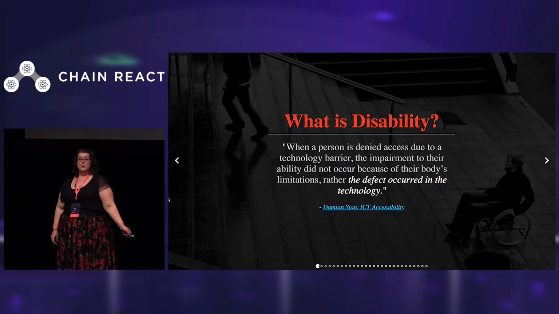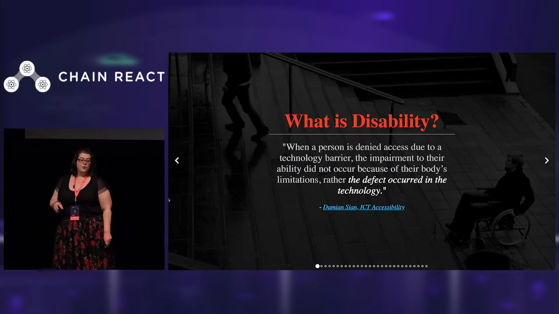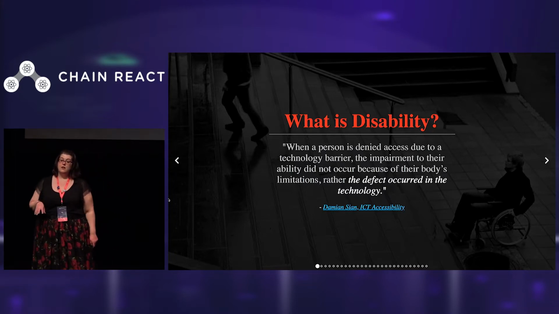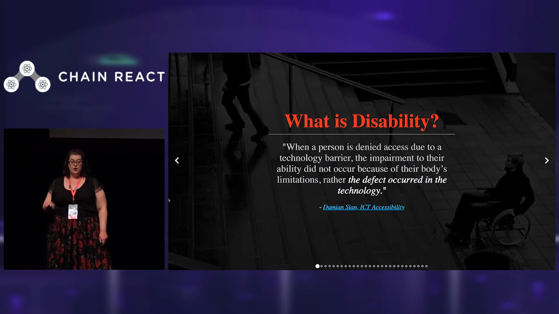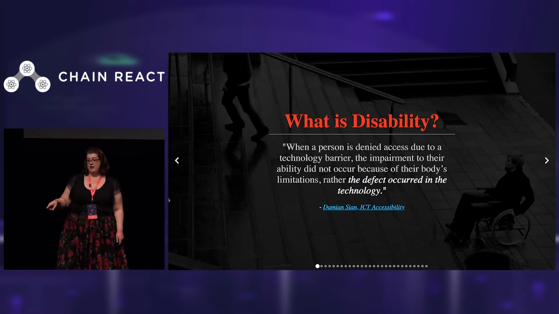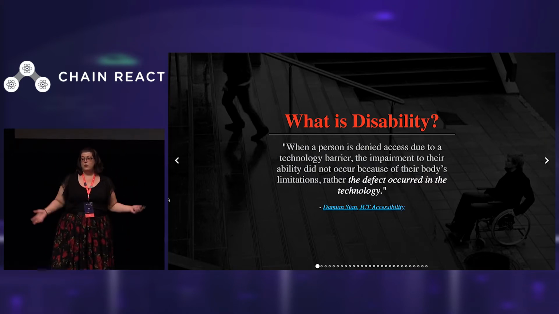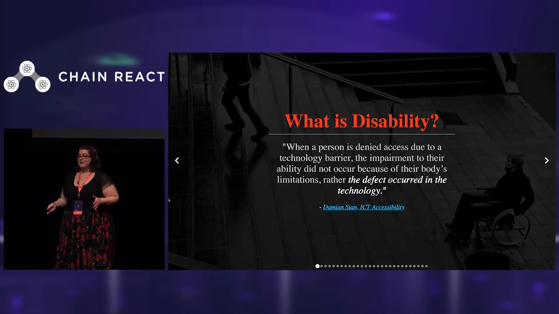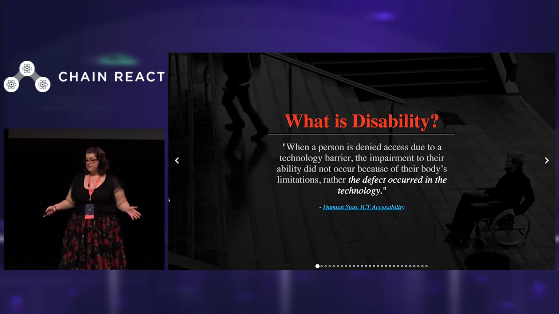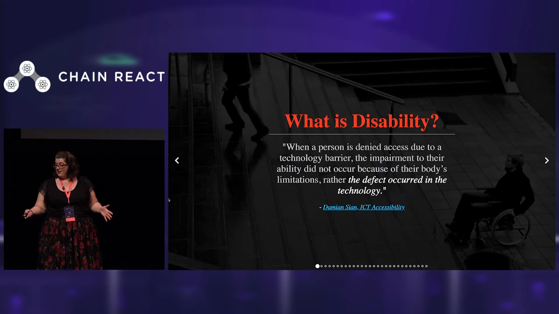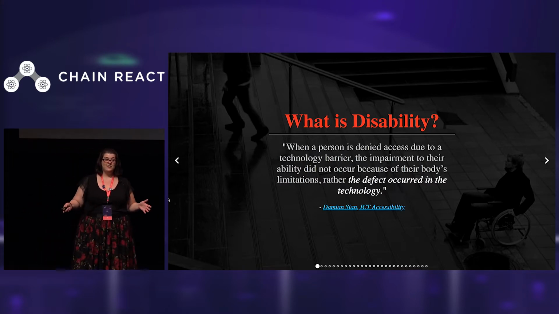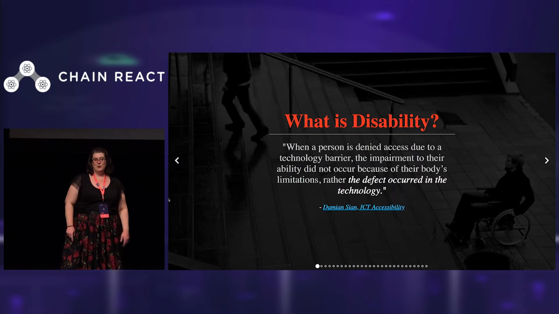Which leads me to, what is disability? When a person is denied access due to a technology barrier, the impairment to their ability did not occur because of their body's limitation. Rather, the defect occurred in the technology. So that's a lot of words. What it essentially says is this. Say you're in a wheelchair, and the place you need to get to is on the 3rd floor. When you wheel into a building and all you have is stairs, you are officially disabled. There is nothing you can do about it at that point.